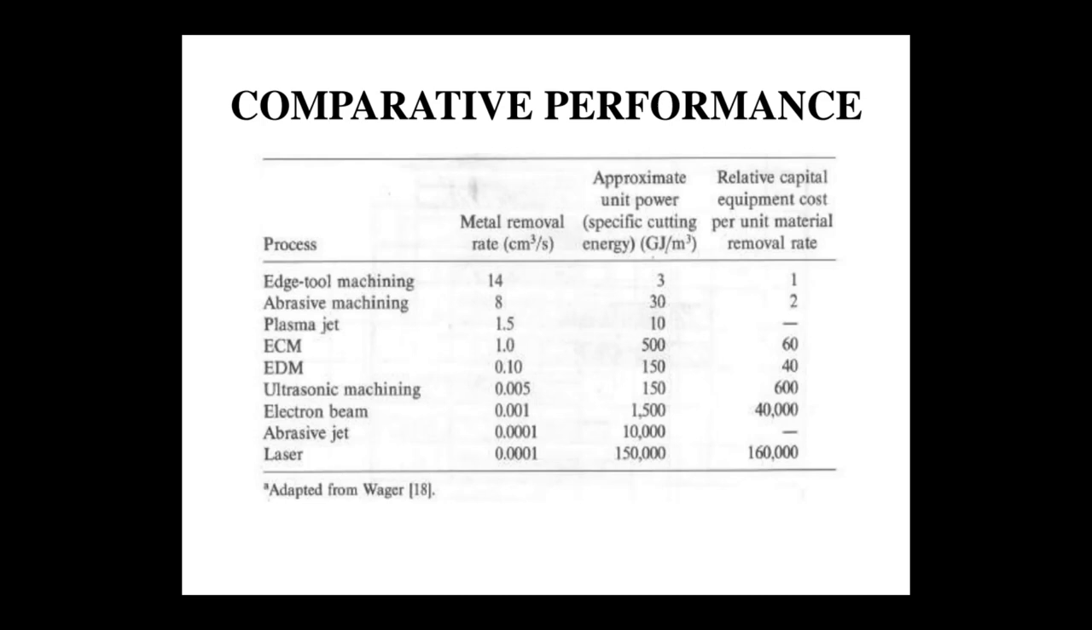Now through the literature review, I have the comparative performance of the different non-traditional machining processes. So here I have shown the table. On one side I have mentioned different processes, then their metal removal rates, then approximate unit power, and then relative capital equipment cost per unit MRR. So if you see our electron beam, it will give 0.001 cubic centimeter per second MRR. By comparing with the others, you will get the importance of this EBM.